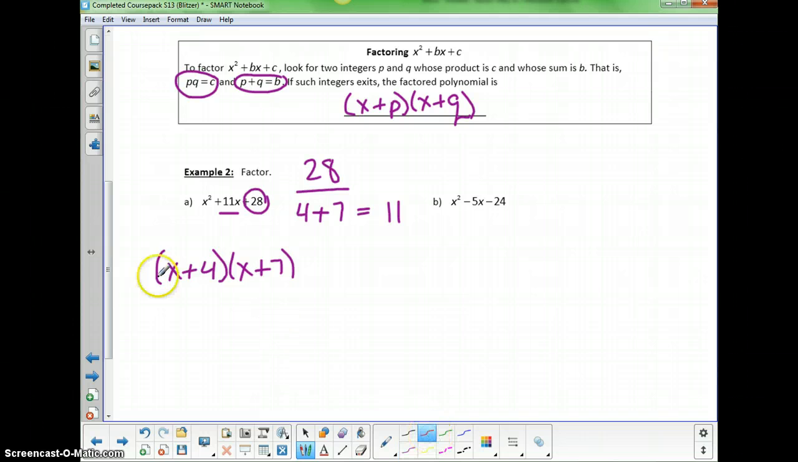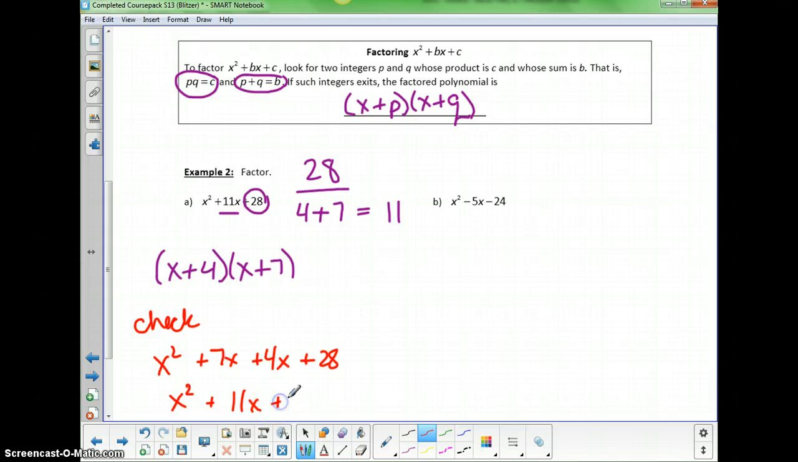Now let's go ahead and check it. Just verify that this works. X times x is x squared. X times 7 is 7x. 4 times x is 4x. And 4 times 7 is 28. So when I combine my like terms, I get x squared plus 11x plus 28.